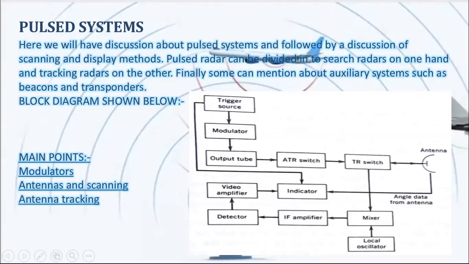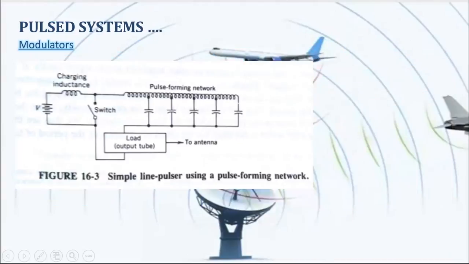Here I have shown you block diagram of pulse system: trigger source, modulator, output tube and others. In that block diagram, main points are modulators, antennas and scanning, and antenna tracking. So first we'll discuss about modulators.